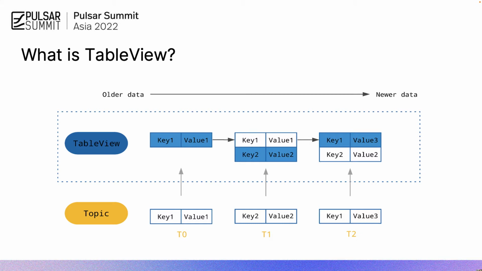So if you were to do a lookup for key 1 at time t0, you would have gotten the value of value 1. But the same lookup at time t2 would return a value of value 3. This is no different if you did an update on a database table. Depending on when you queried that piece of information, will dictate which value is returned.